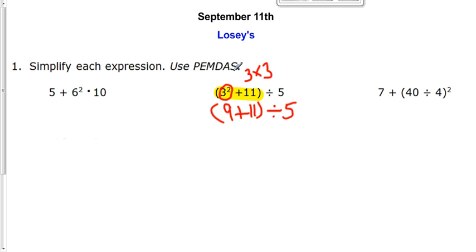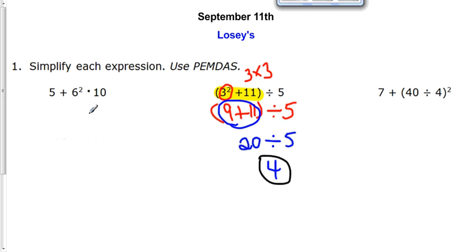Okay, so once I look at that, 9 plus 11 is 20. So then all I have left is to take that 20 and divide by 5. 20 divided by 5 is 4. Very basic problem. So our answer to (3 squared plus 11) divided by 5 is 4.